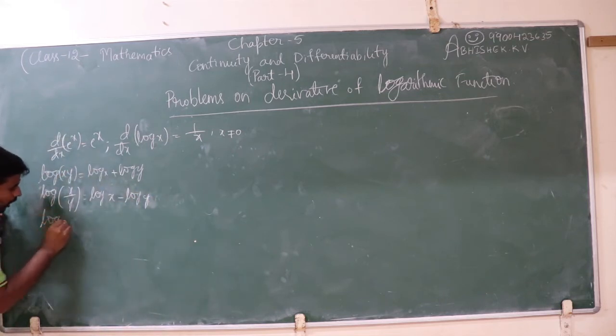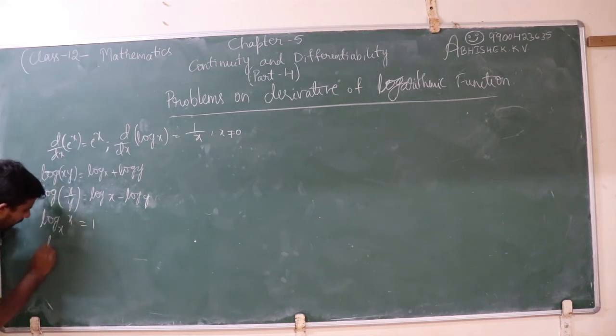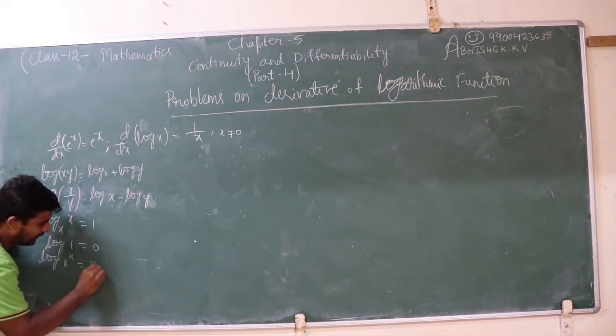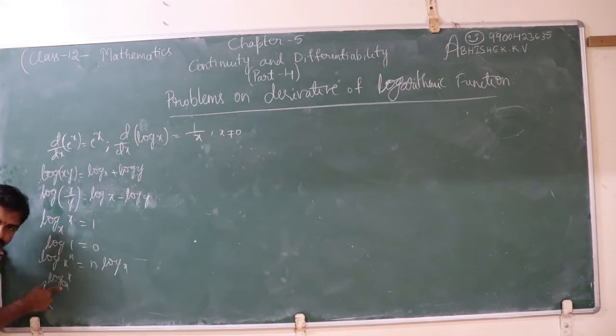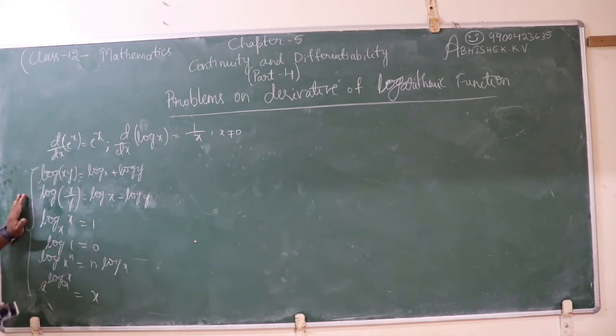Then log x to the base x. Both exponent and base are same. Then its resultant is 1. Log 1 is equal to 0. Log x to the power of n can be written as n into log x. And one more, a to the power of log x to the base a. See, the main base is a. Base of logarithmic is a. When these two are same, that is main base and logarithmic base are same, this resultant equal to x. That is a and log a can cancel. We are remaining with x. So this is enough to solve the problems on the derivative of logarithmic function.